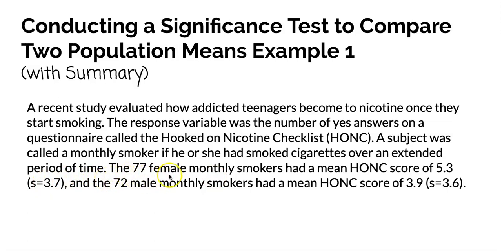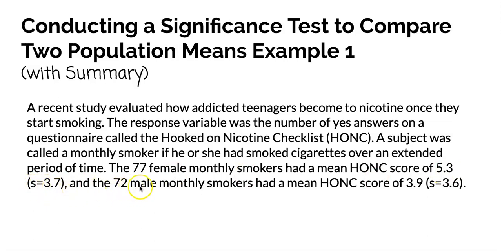The 77 female monthly smokers had a mean HONC score of 5.3. So they answered about 5.3. It can be an average, right? Because an average can be a decimal. About 5.3 yes answers on this questionnaire. And look, the standard deviation for that sample was 3.7.